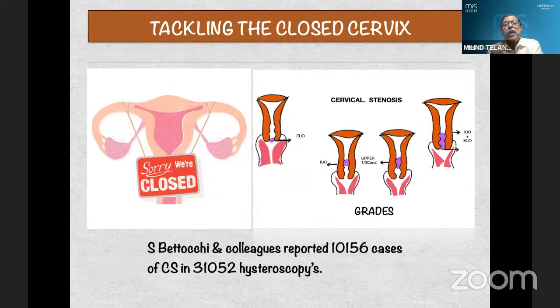Now the question is, if I have a stenosed cervix, what to do? Stefano Bertocchi saw that 10,000 of his 31,000 patients had stenosis, and what he did is he graded them. External, what he calls stenosis, internal stenosis, type 2, upper 1/3 of the cervical canal, type 3, and type 4 was the entire thing. And can this be dealt with in office is the question.